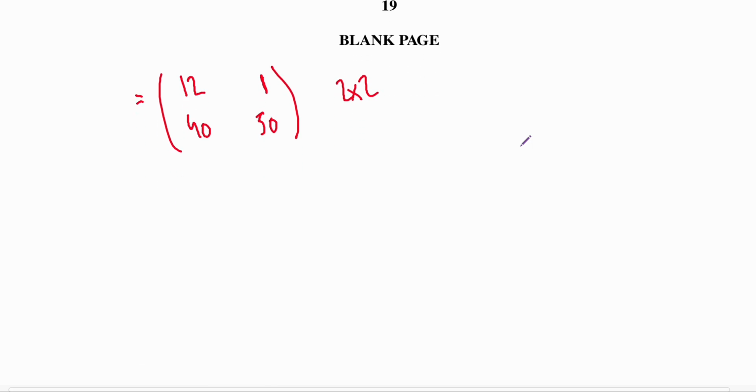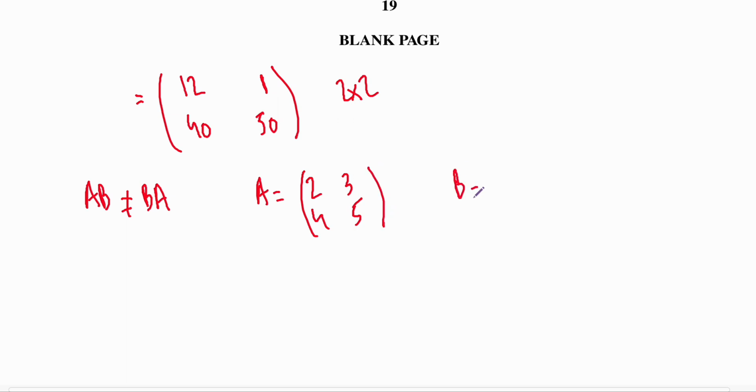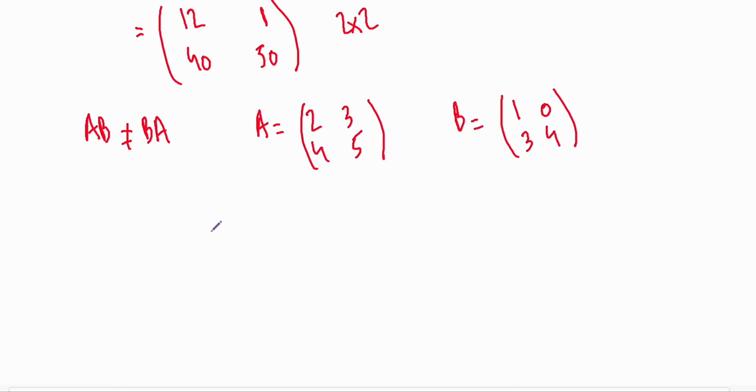Let's do another example. Let's do it way quicker, okay? So actually we're going to show AB is not equal to BA. Let's show this. So I'm going to give you A is equal to 2, 3, 4, 5. And I'm going to give you B is equal to 1, 0, 3, 4. Okay, these are just random numbers I made up. So let's multiply. So let's do AB. So AB is going to be, you're going to multiply 2, 3, 4, and 5 with 1, 0, 3, and 4. So what are you going to get?